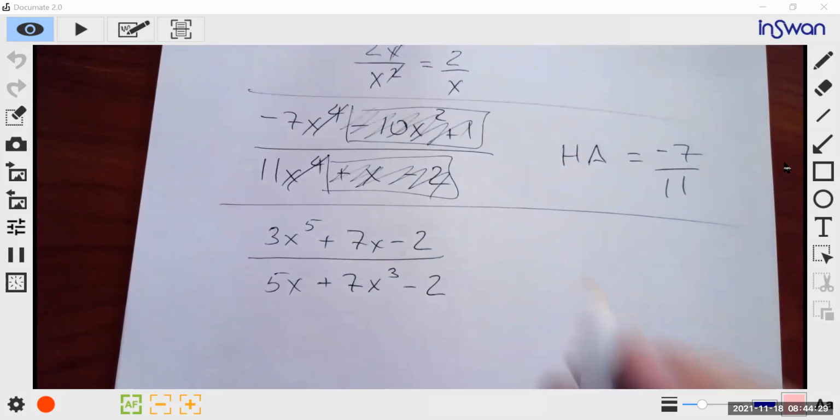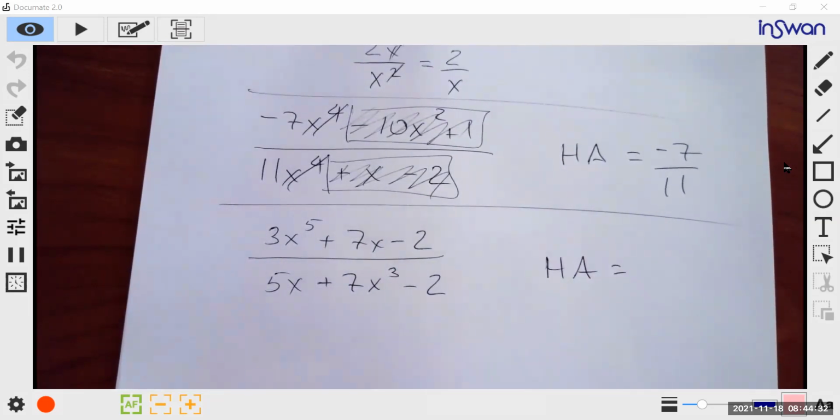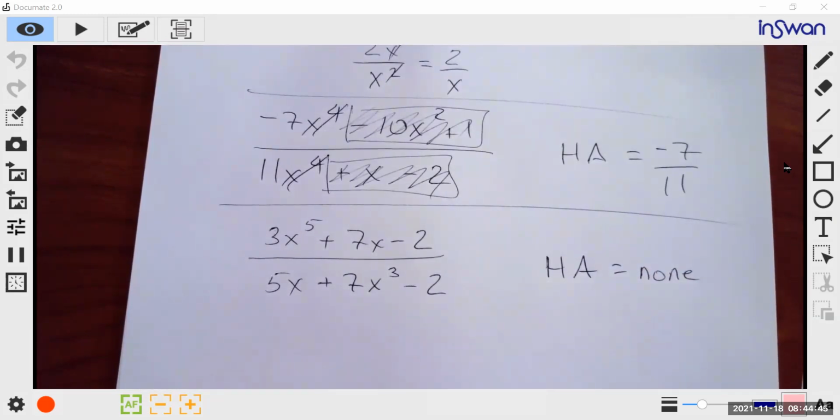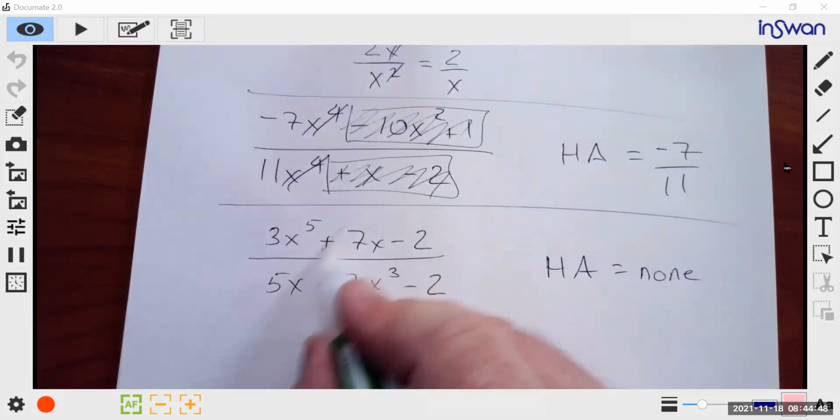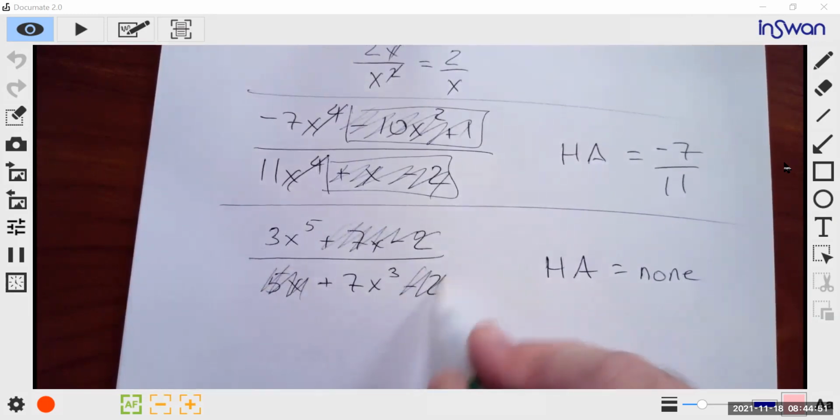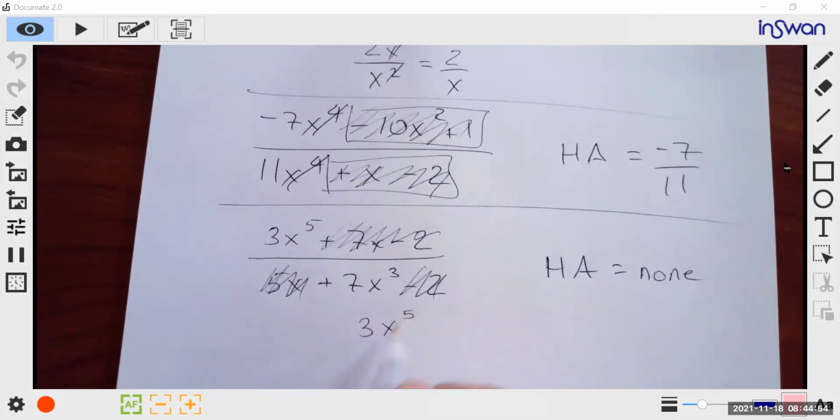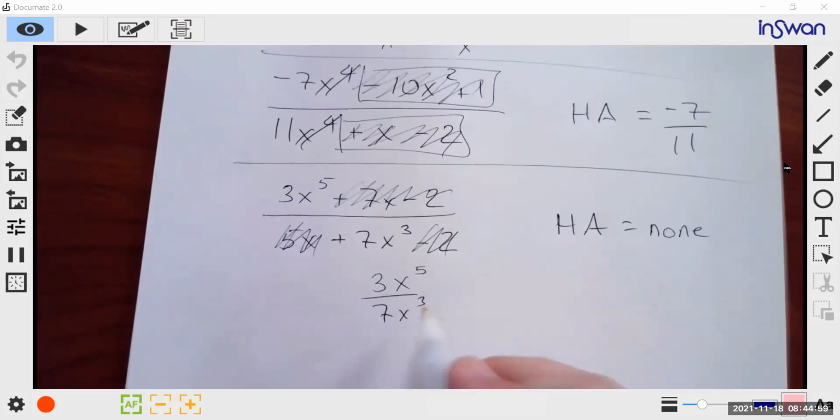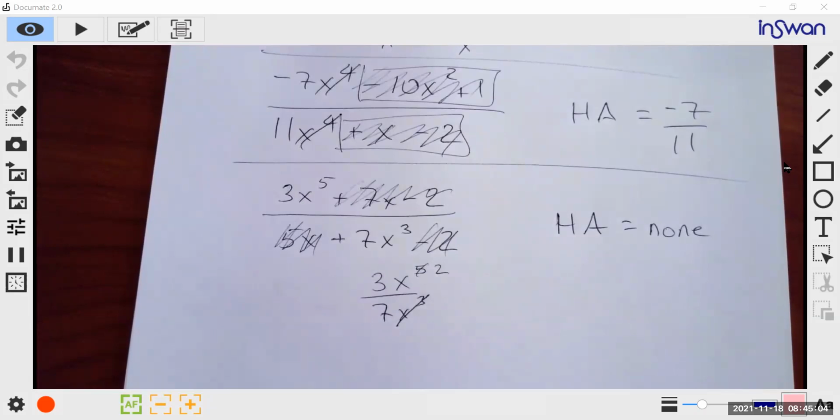How about this one? What's that? Very good. Why? Yeah, because get rid of everything that's not the leading term. We have 3x to the 5th over 7x to the 3rd. X's cancel, so we're left with 2 on top. So just look at the leading terms. That's all you have to do for the horizontal asymptotes.